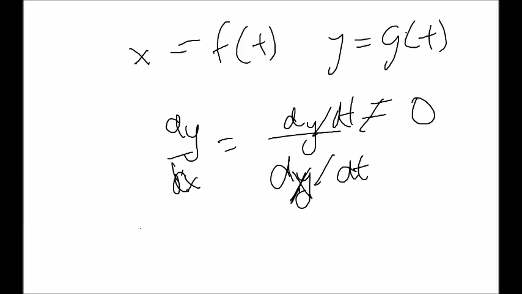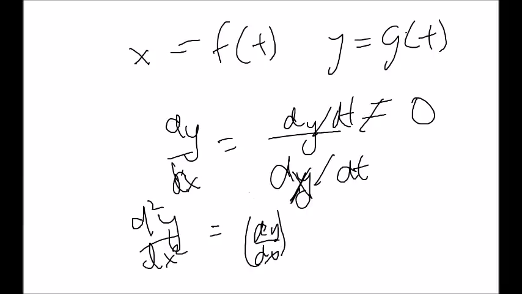The second derivative is going to be, you're taking the original derivative with respect to t all over dx dt, and so on. So if you just do the same thing for the third derivative and the fourth derivative, you get the point.